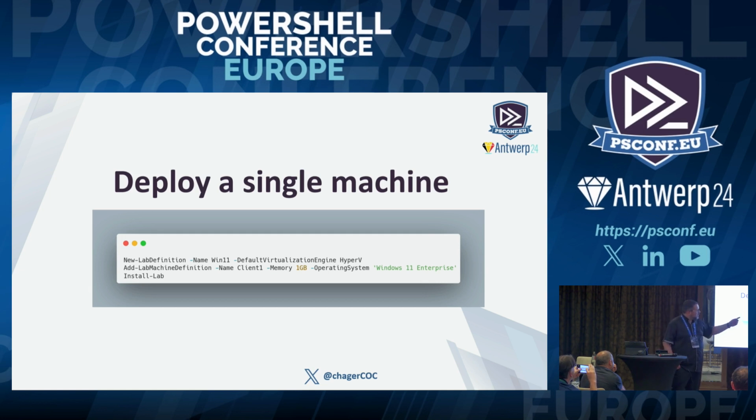If you want to add a machine to the lab, you have Add-LabMachineDefinition. You give the machine a name, you assign it some memory, and you tell it which operating system to install. How do I get the list of operating systems? There is a cmdlet called Get-LabAvailableOperatingSystem. It will scan every ISO in the ISO folder, check if there are operating systems inside, and give you the name. You just copy the name and paste it into the OperatingSystem parameter. There are many, many more parameters, but this is the easiest one.